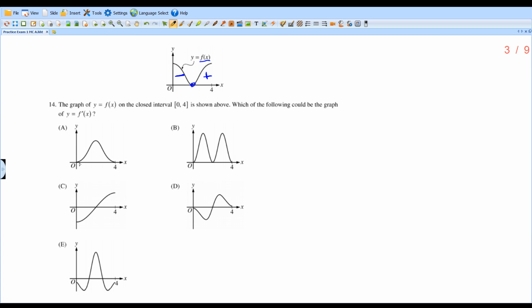So this derivative graph is always positive because it's always above the x-axis, so it can't be A. In part B, you have a graph that's always positive because it's always above the x-axis. Part C, you have something that starts off as negative, hits 0, then becomes positive, so it could be C. Part D, we have something that's negative, hits 0, becomes positive, so it could be D. And then in part E, you have negative to positive back to negative, which our graph does not do.